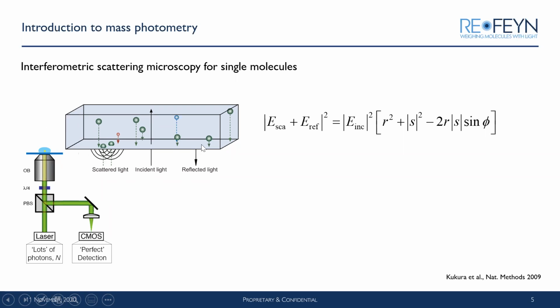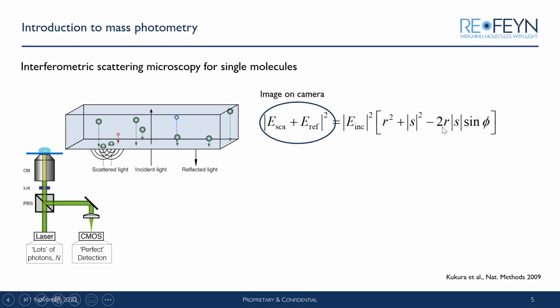Now, if we look at the sample cell, what we have is molecules that come to the interface of glass and water. Only when they are at the interface do they scatter light. You also have reflected light from the sample, and together you have the interference of the two. And what we see on the camera is basically the combination of the scattered light and the reflected light.